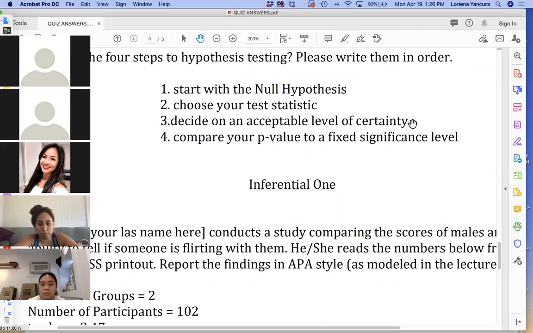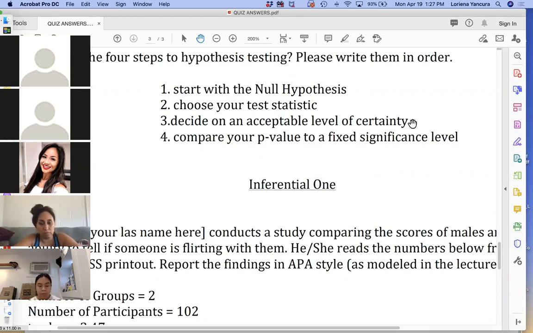And then the third step is you decide on an acceptable level of certainty. You're basically saying, what am I willing to accept? Am I willing to accept there's a 5% chance my results are due to chance? Or do I want to be really, really sure and say there's a 1% chance? So a 0.01, that's my alpha level, my acceptance. My alpha level is my level of certainty. A 0.01 means you're 99% sure that your results are not due to chance.